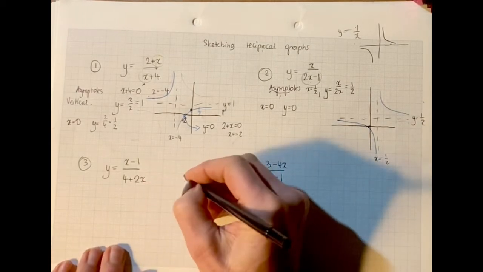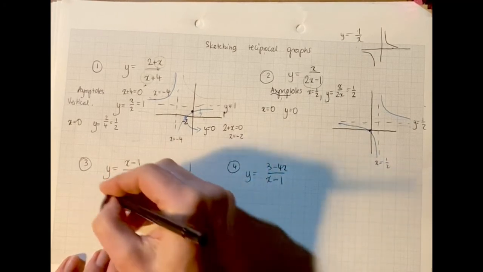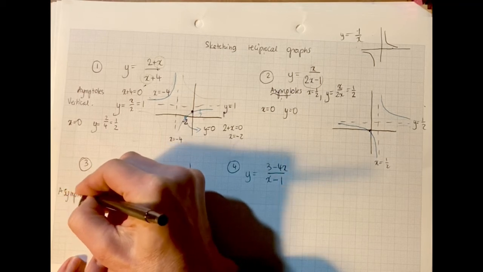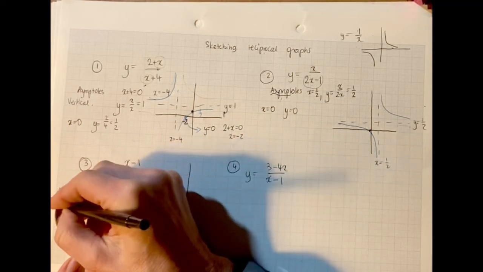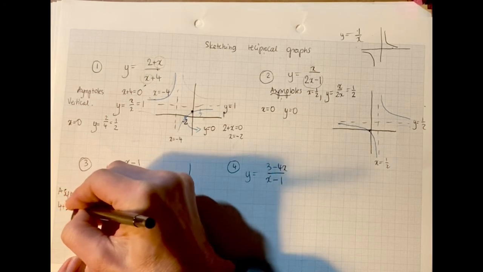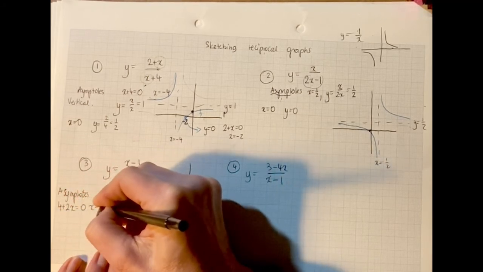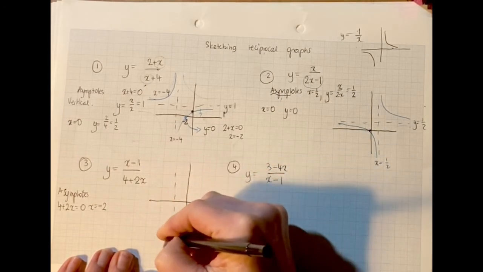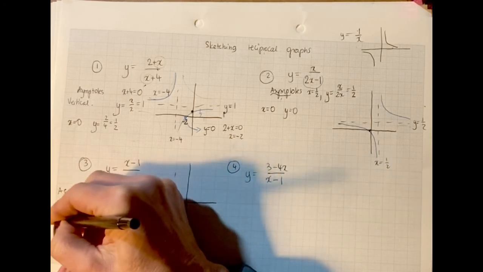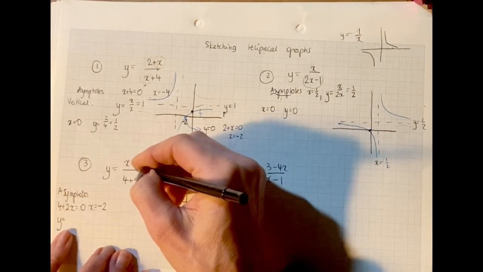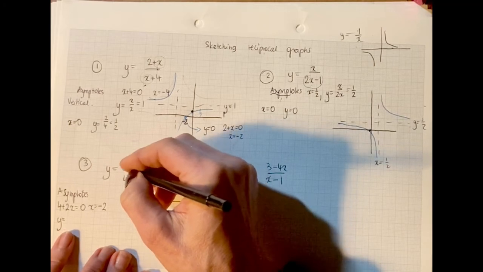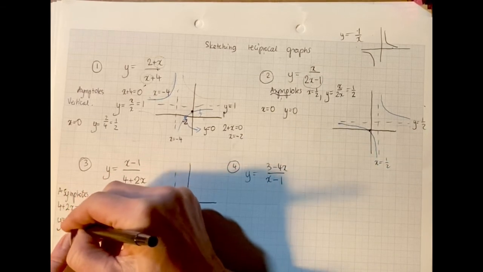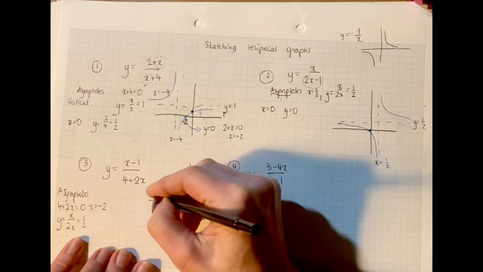So let's do this one here. Let's just find the asymptotes first. So make the denominator equal to 0. So 4 plus 2x is 0 when x is equal to minus 2. And then the y asymptote, we are going to take the x part from the numerator over the x part in the denominator, so y is equal to a half.